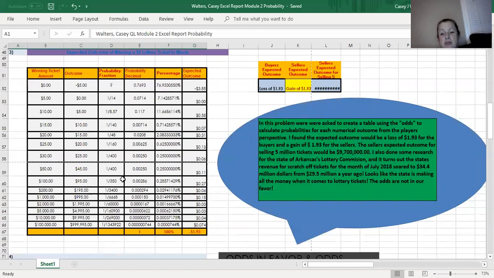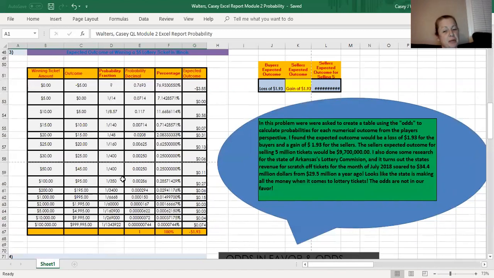I also had done some research for the state of Arkansas's lottery commission, and it turns out the state's revenue for scratch-off tickets for the month of July 2013 soared to $13.4 million from $29.5 million a year ago. So definitely an increase. Looks like the state is making all the money when it comes to lottery tickets.